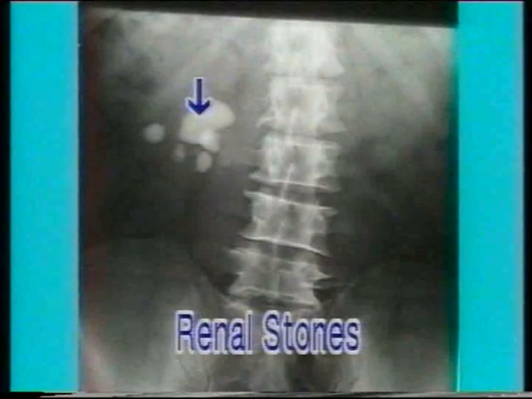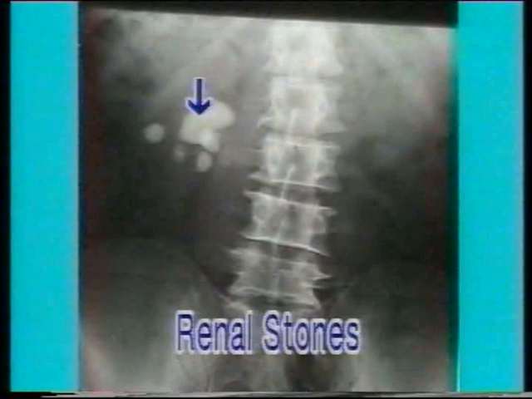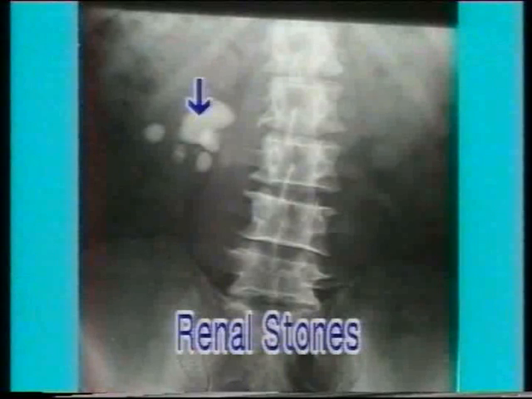This X-ray shows multiple renal stones on the right side. The larger stone shown by the arrow is in the renal pelvis and the 4 smaller stones are occupying the calyces. Now observe the soft tissue shadows of both the kidneys. The right kidney is larger, probably due to hydronephrosis.